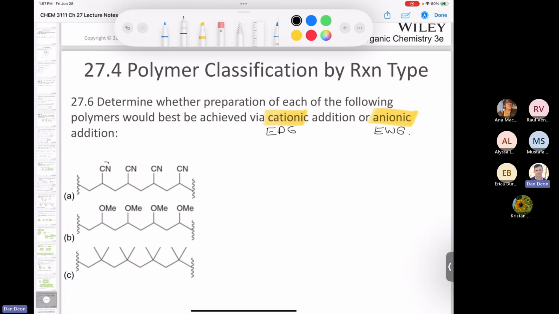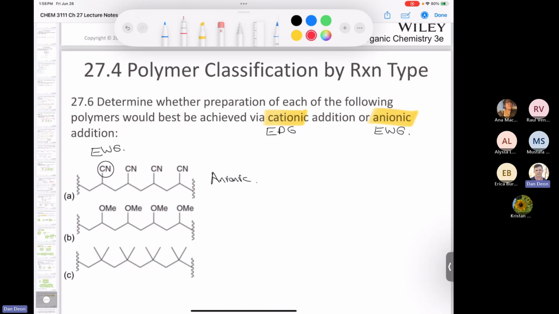Well, if I start by looking at this polymer here, how would you categorize a nitrile? What I have in the black circle, would that be electron donating or electron withdrawing? Anybody? It's not a loaded question. There's no trick in here or anything. Would a nitrile be electron donating or electron withdrawing? Yeah, exactly. Thanks, Alyssa. It's an electron withdrawing group. That's right. And so this one is going to be best made via anionic addition.